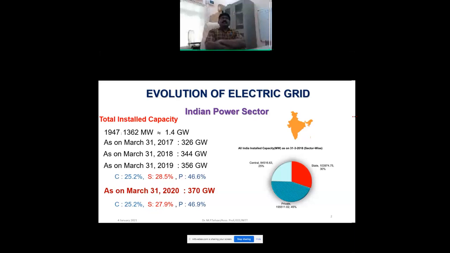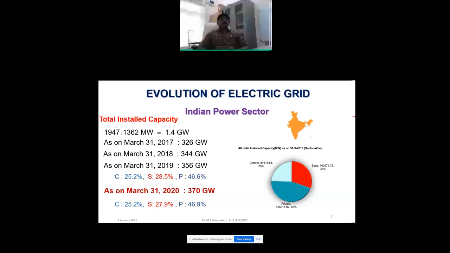So if you see the private sector participation, it keeps on increasing. Earlier it was 45, then 46.6, and now it has reached 46.9. 46.9 out of 370 gigawatt, right? Now it is 47.